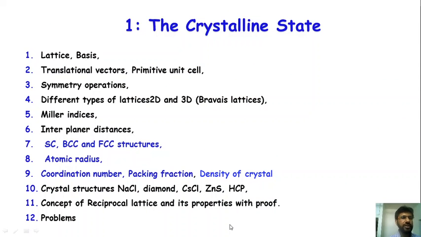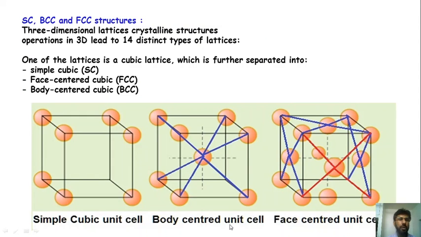Now, dear student, in this lecture we are going to see the different types of structures, such as the simple cubic structure, the body centered cubic structure and the face centered cubic structure. And also we are going to see about the atomic radius, the coordination number, the packing fraction and the density of a crystal. First we are going to see these three different types of structures.